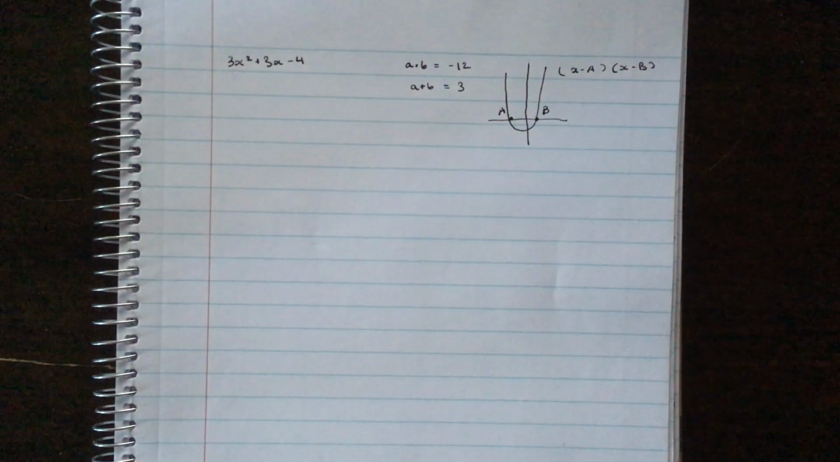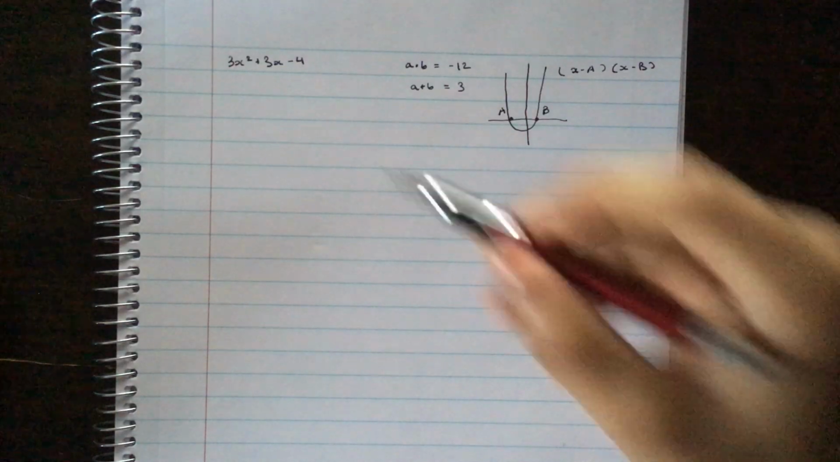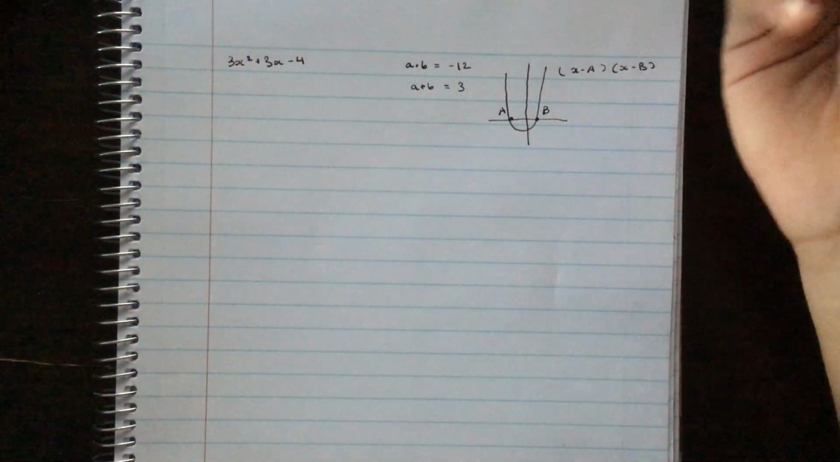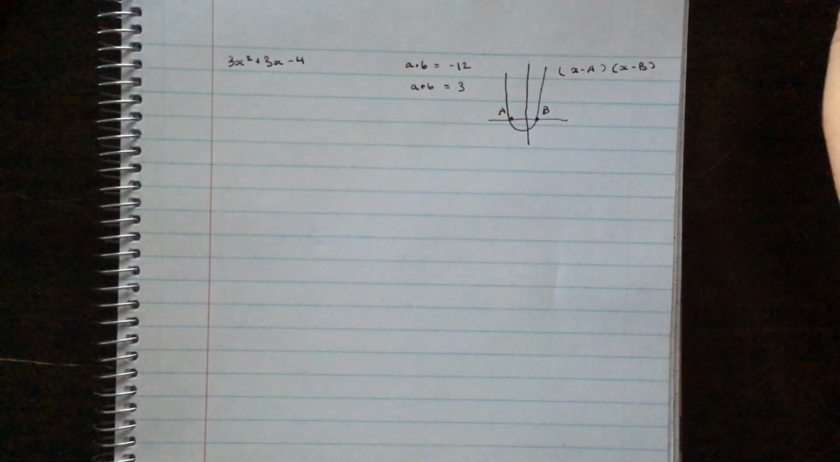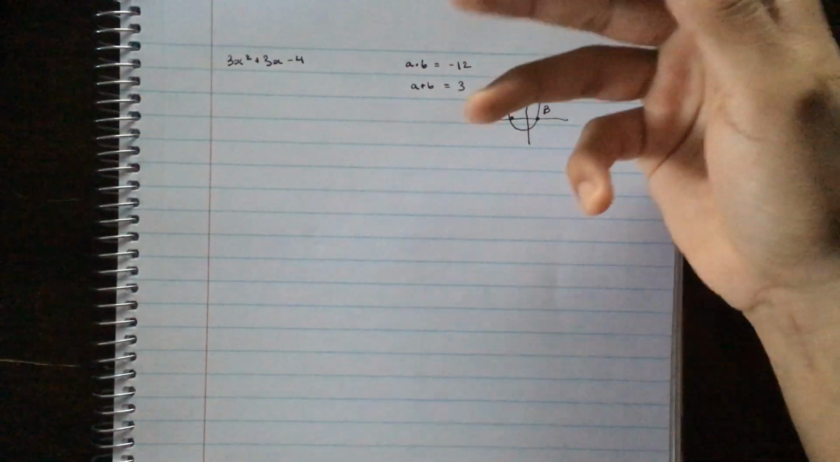Hey guys, what's up? So today I'm going to show you how to factor out any polynomial, and an example of a polynomial is this. I know it's a fancy word, but in simple terms it's just a way to say literally any combination of terms, which usually has an x.